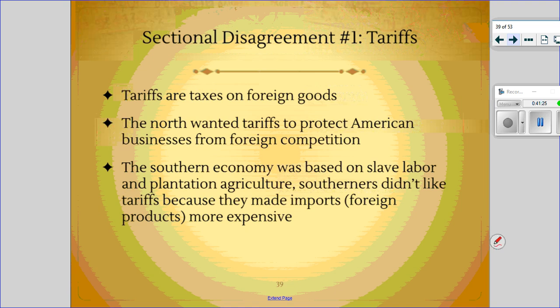Tariffs are taxes on foreign goods. The North wanted tariffs to protect American businesses. The Southern economy was based on slave labor and plantation agriculture, so they didn't like tariffs because they made things more expensive. Note that slavery is the issue here.